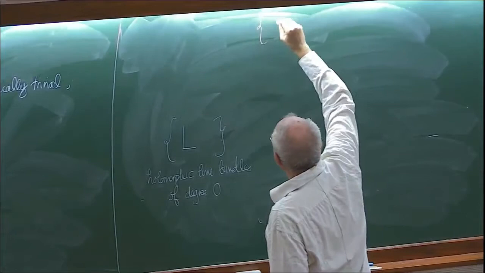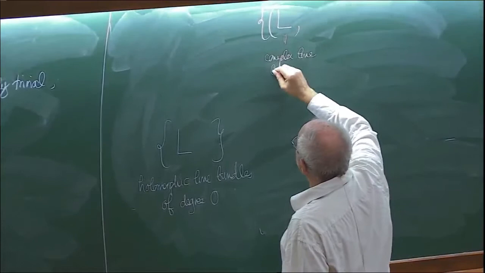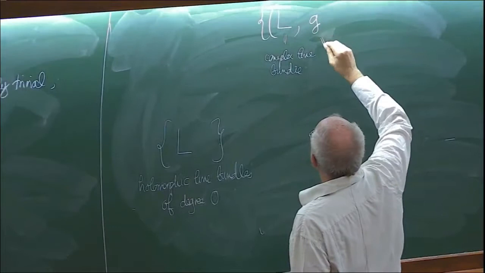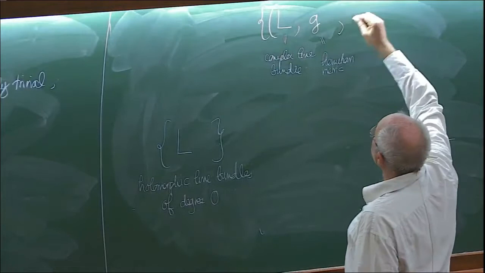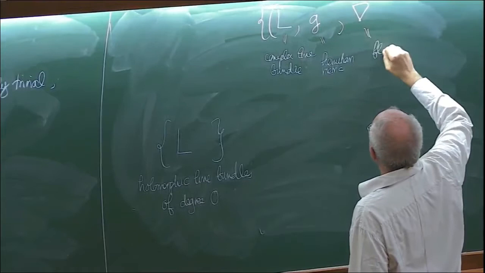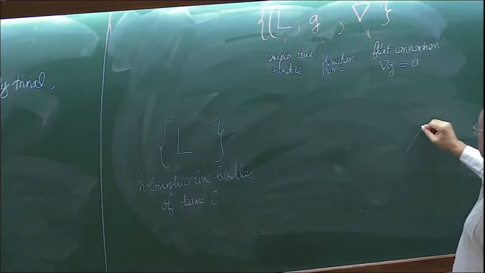So that's just a complex line bundle. I don't require it to be holomorphic. I have G, which is a Hermitian metric. And here I have a nabla, which is a flat connection, such that nabla G is zero. And here I have my favorite object, which is the space of representations of S into S1.